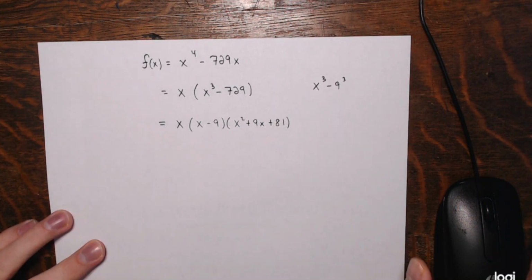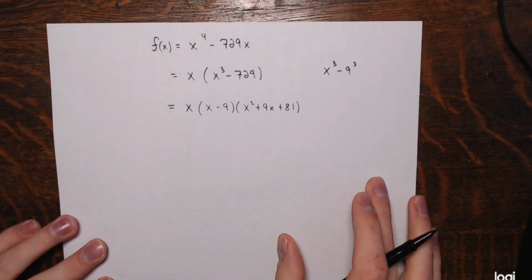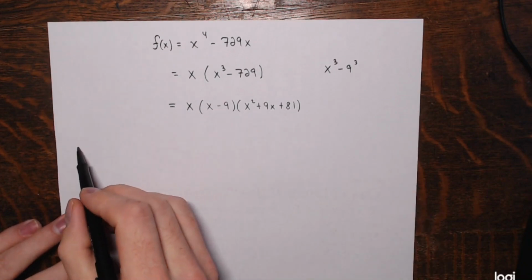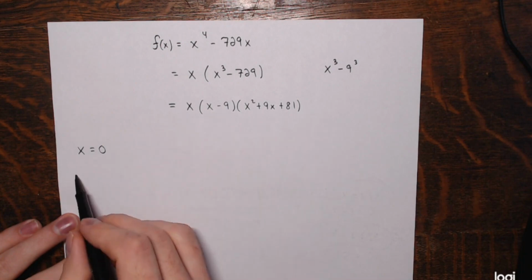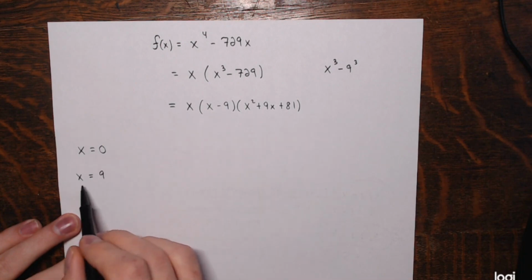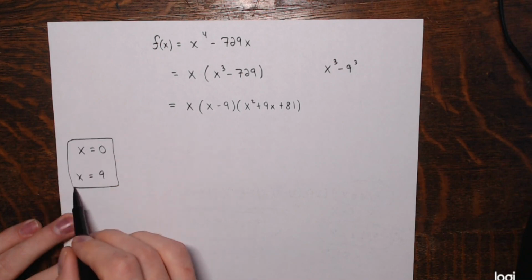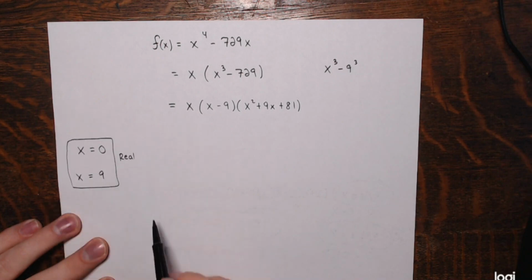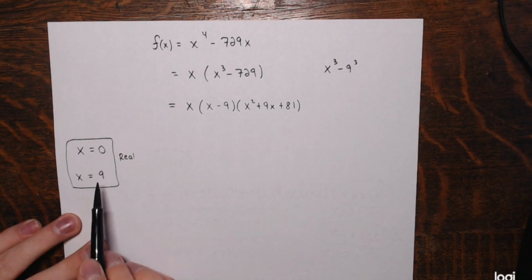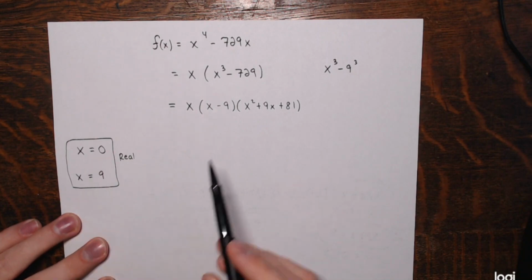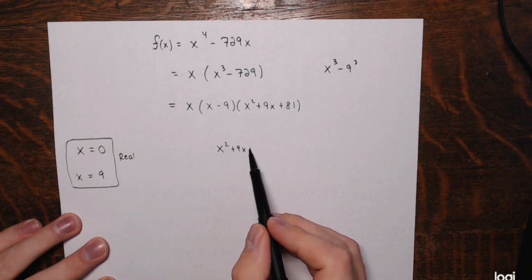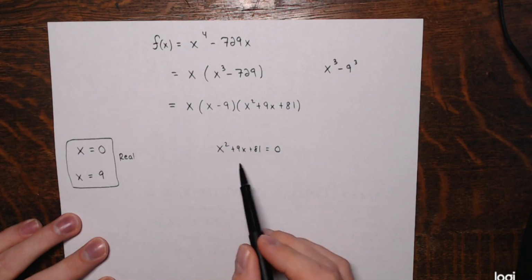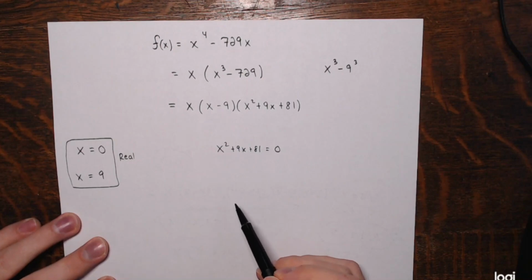And then we figure out what makes each of these factors 0. When is this equal to 0? Well, obviously when x equals 0, when x minus 9 is 0, so when x equals 9, these are going to be the real zeros. The graph is going to have x-intercepts at (0, 0) and (9, 0). And I'll tell you right now, the other one, when x squared plus 9x plus 81 is equal to 0, this is going to have imaginary zeros in it, so complex numbers with an imaginary part.